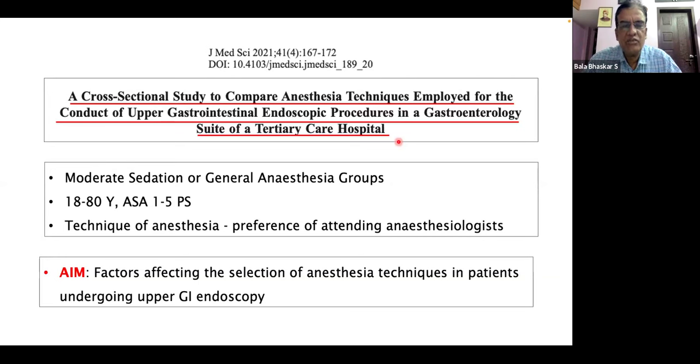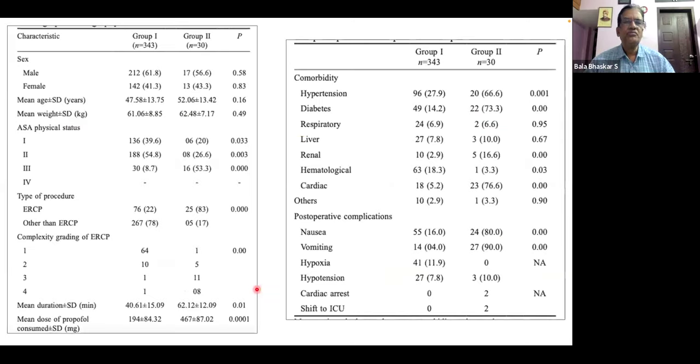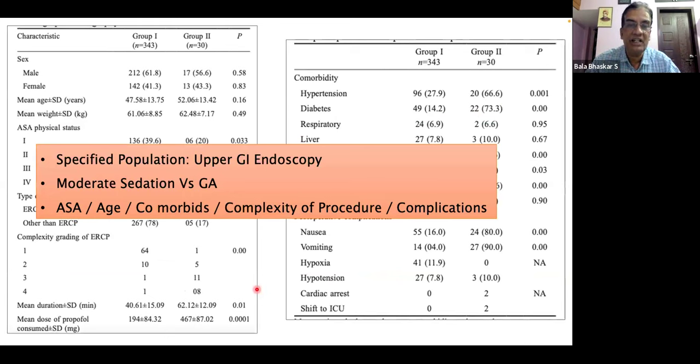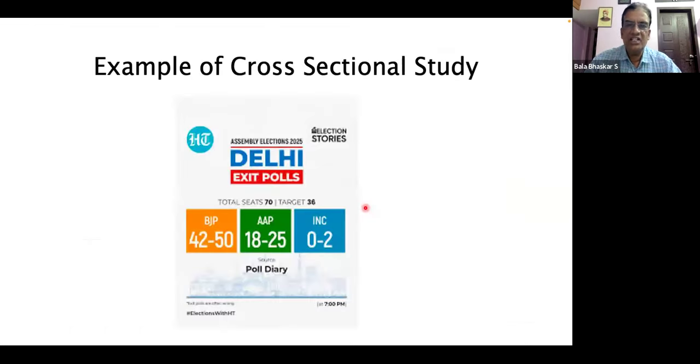They tried to assess whether general anesthesia was given or only sedation was administered for upper GI endoscopies. They wanted to assess the factors affecting the selection of anesthesia techniques in patients undergoing upper GI endoscopy, right? So they gave huge tables mentioning the demographics of the patient, the ASA physical status, the type of the procedure, the complexity of ERCP, the number of comorbidities that the patient had, what happened during the procedure, and what happened in the post-operative period when the patient was shifted to the PSU or the ICU in some cases. So we have a specified population, and we were trying to find out how many of them received sedation and how many received GA, and we tried to link them to the exposure or predisposing factors and to the outcomes. Okay, so this is called a cross-sectional study.